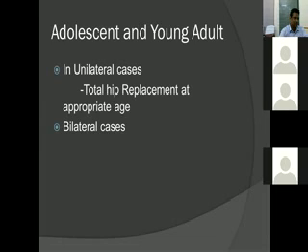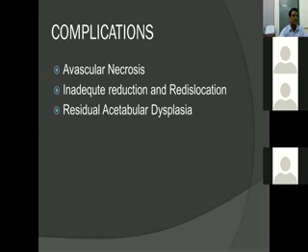But a few say that in bilateral cases, the usual deformity will be excessive lordosis and a waddling gait. Leave them, don't treat, because the complications will be higher. Complications here are avascular necrosis, inadequate reduction and redislocation, and even after surgery, when the patients present at a later age, there may be residual acetabular dysplasia.